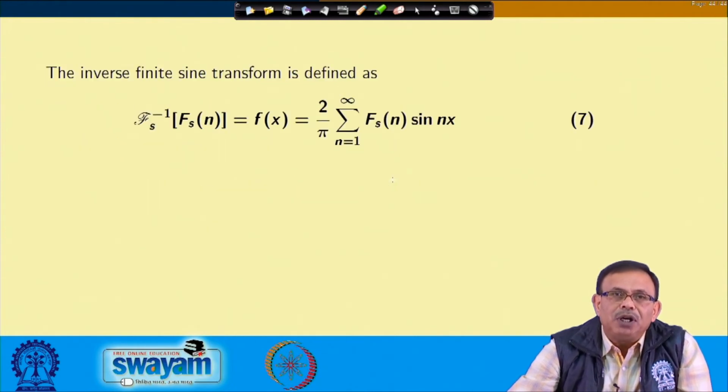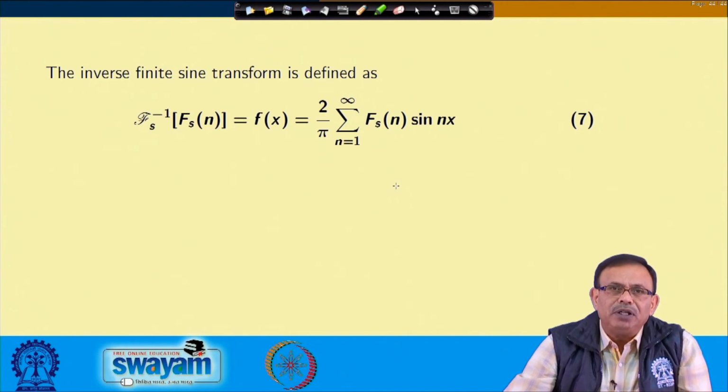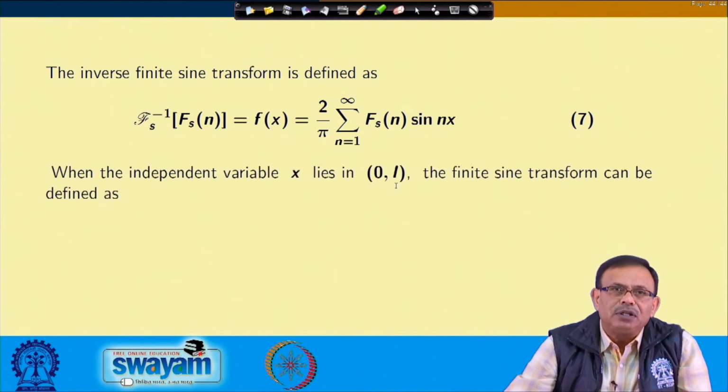So, inverse Fourier sine transform is defined as Fourier sine inverse of capital F s n, which is equals to nothing but f x, and f x is what? The Fourier sine series whatever we have defined. 2 by pi summation n equals 1 to infinity b n into sin n x was there. B n, as we have told, it will be replaced by f s n. So, you will get this thing.